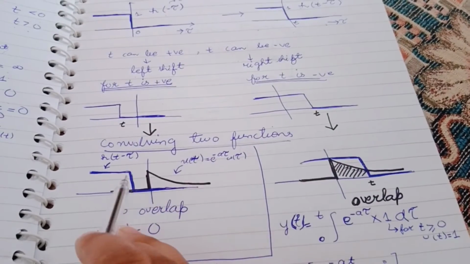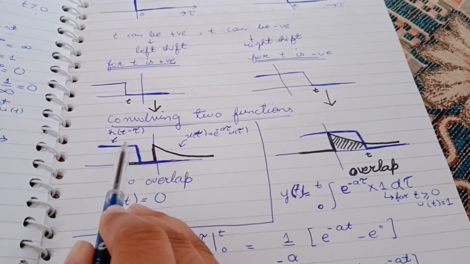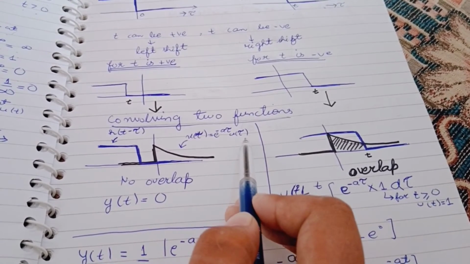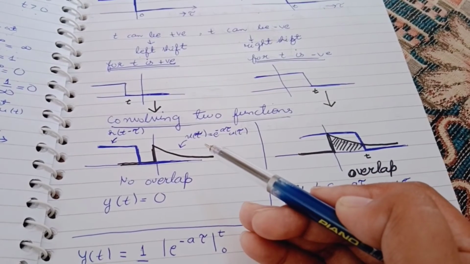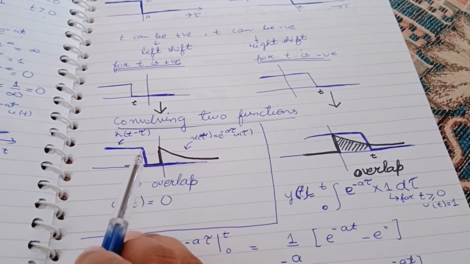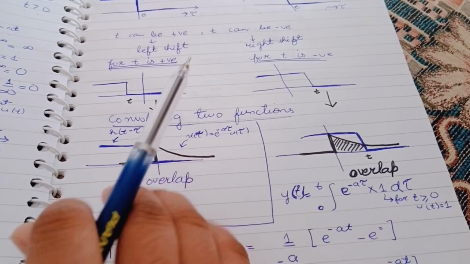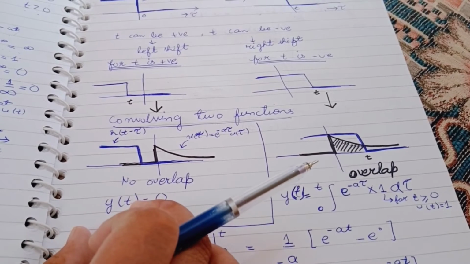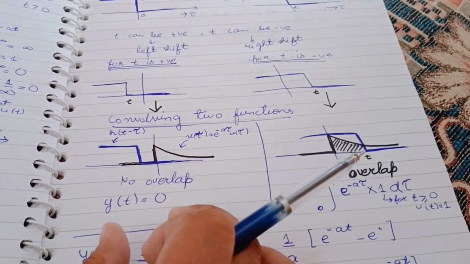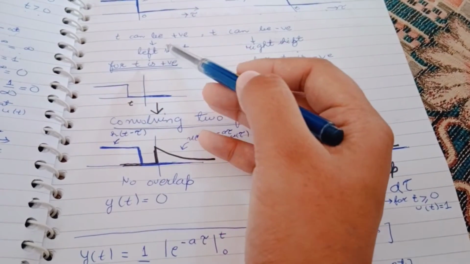So for a we will convolve these two functions, h(t - tau) and x(tau), which is e^(-a tau) u(tau). We will multiply these two functions just like the formula. When one signal is purely left sided and the other signal is purely right sided, then the answer will be 0. This is done when t is positive.